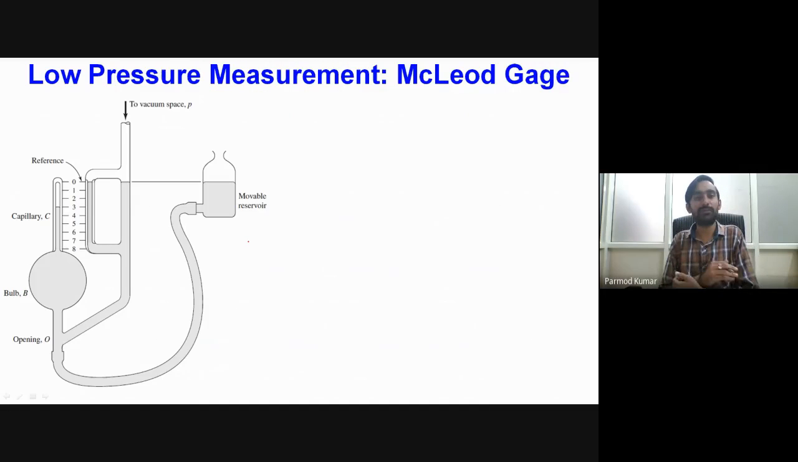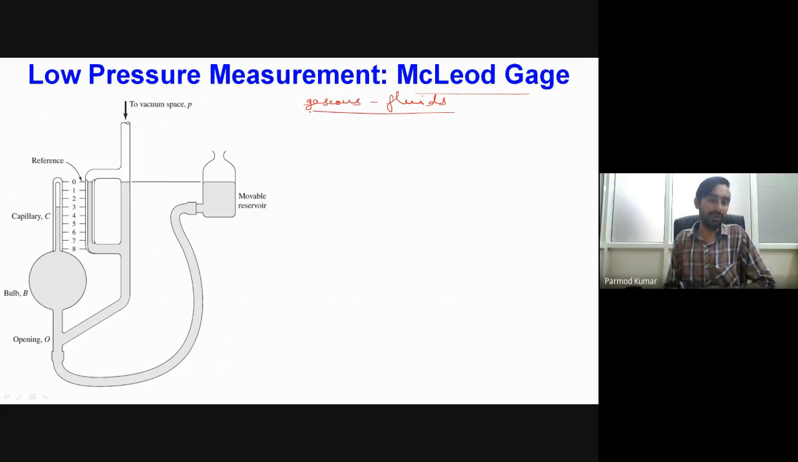Now we will talk about some of the gauges which are used for the measurement of low pressure conditions. Particularly for low pressure conditions, one of the gauges we have is the McLeod gauge. This is a very popular gauge which is mainly used with gaseous fluids, in vacuum conditions.